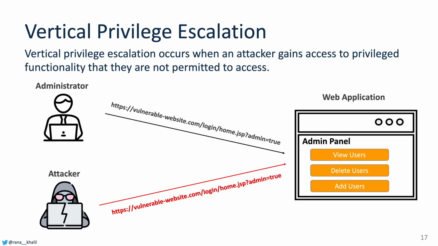Again, that might seem like a silly example. However, we've actually been able to escalate privileges in real-world applications by simply manipulating parameters that were hidden in a form field versus parameters that were in the URL, just like this example right over here.